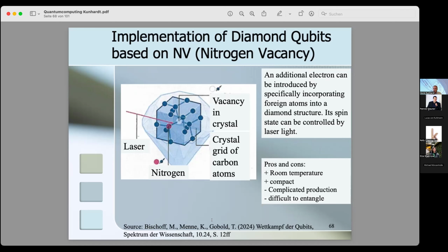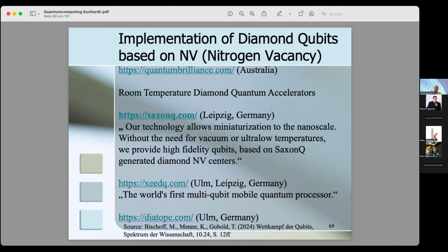The advantages: it is very small, and it can be used at room temperature. It is very small and compact, but the production line is complicated, and it is difficult to reach entanglement in this system. Some companies are still working on that.